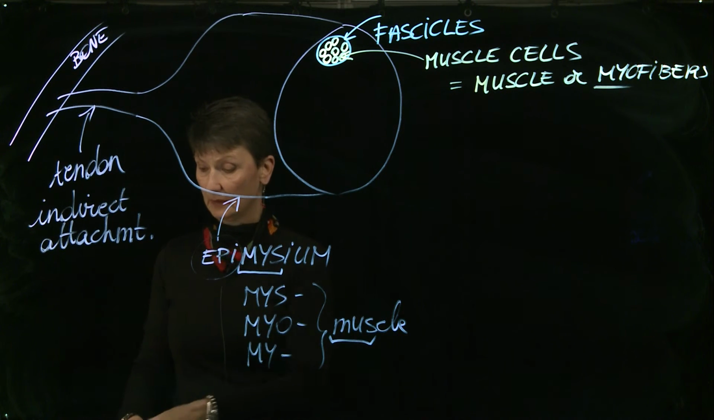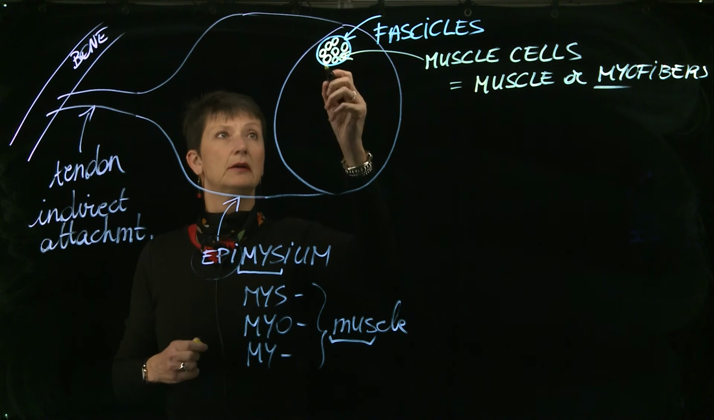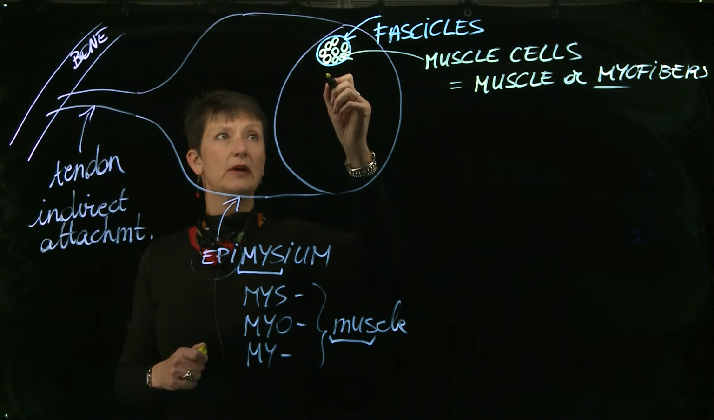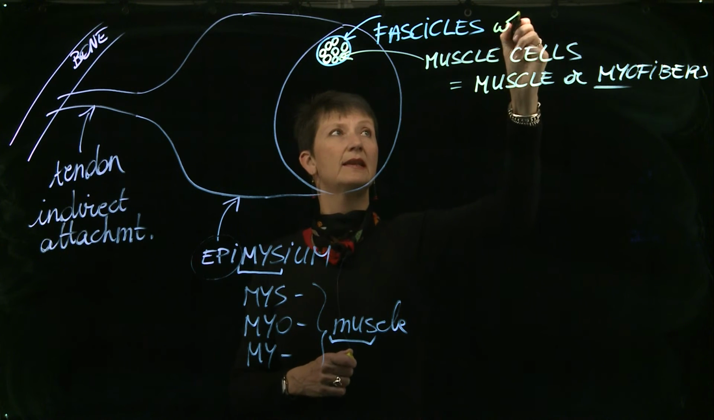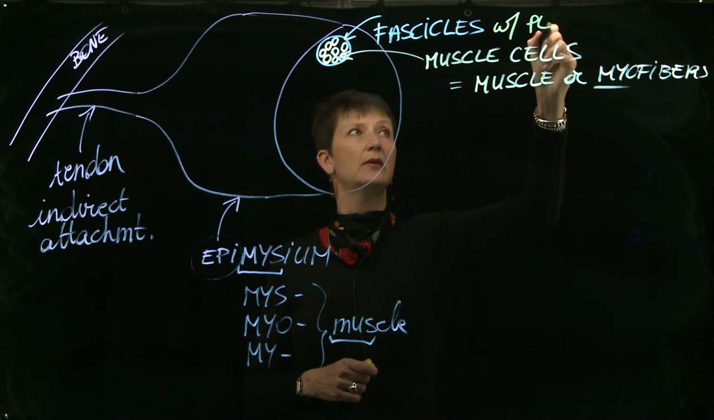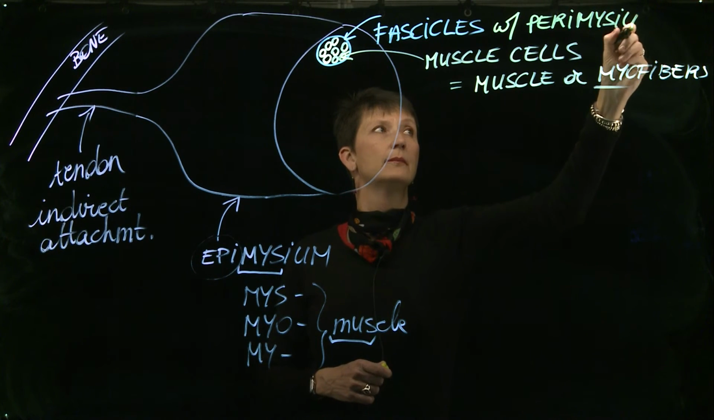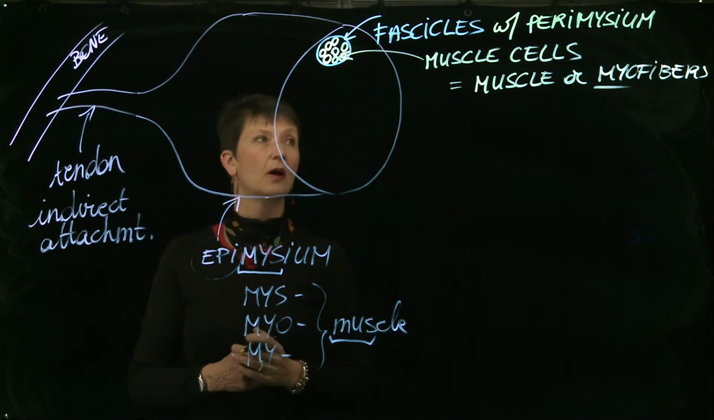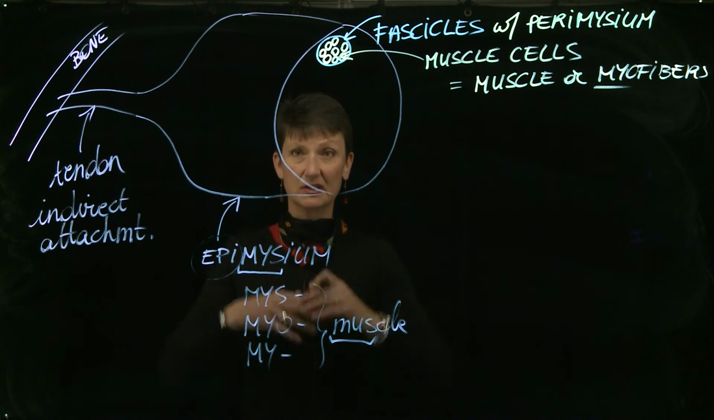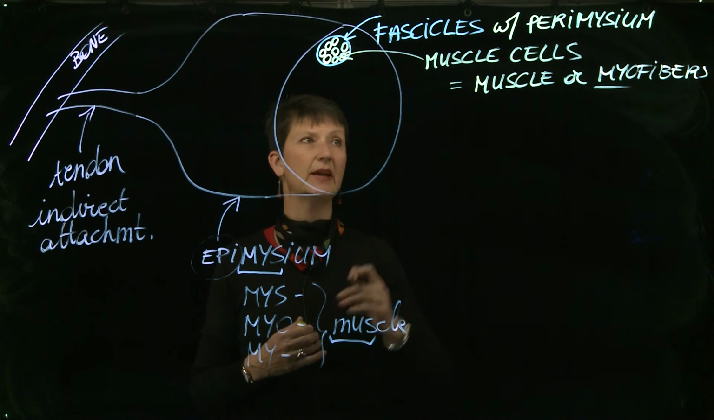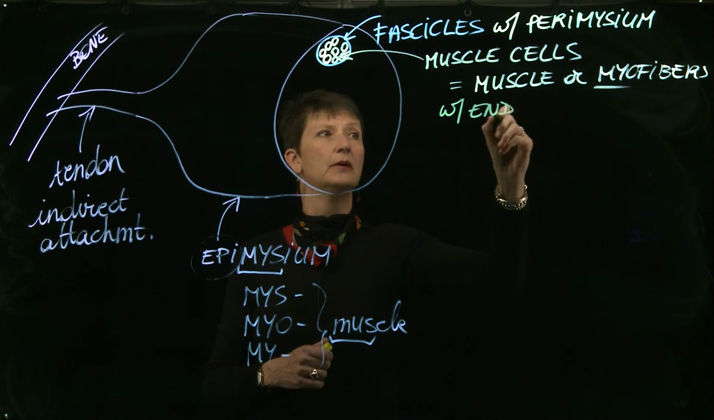Now, surrounding my fascicle, we are again going to have a connective tissue, and that is going to be called perimysium. Perimysium. On the other hand, our individual muscle cells, on top of their cell membrane, are going to be covered with endomysium.